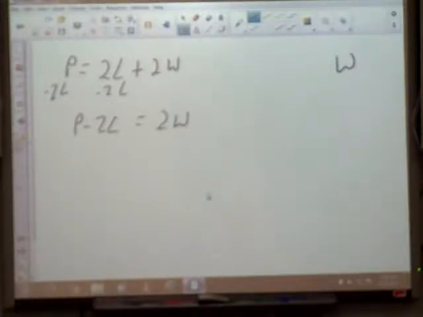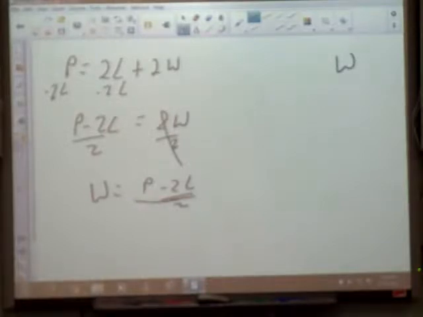So this is turning out pretty much just like the bell ringer. We're trying to solve for W. It's being multiplied by 2, so we undo that with division by 2. So my W, the 2's cancel out. My W is just P minus 2L over 2.